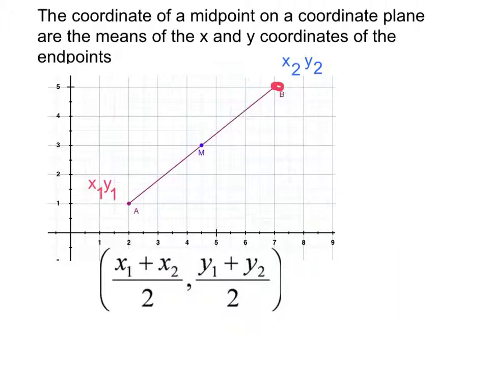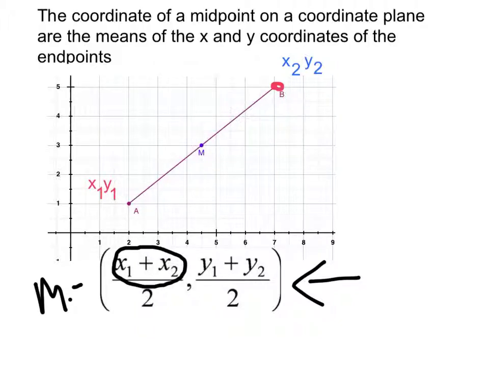Now, the coordinates of a midpoint on a number line are very straightforward and easy. On a coordinate plane, it's a little bit different. We have our formula here, and again, I should have M equals, midpoint equals. All we're doing is finding the mean of our x coordinates, which we call x1 and x2, and then the mean of our y coordinates, y1 and y2.